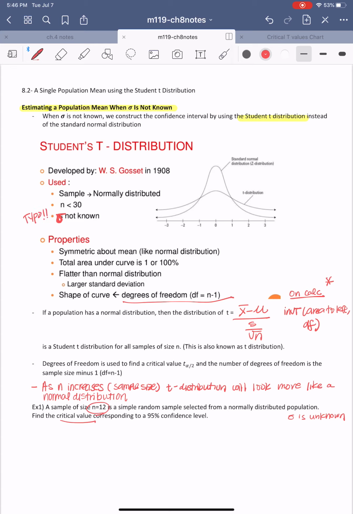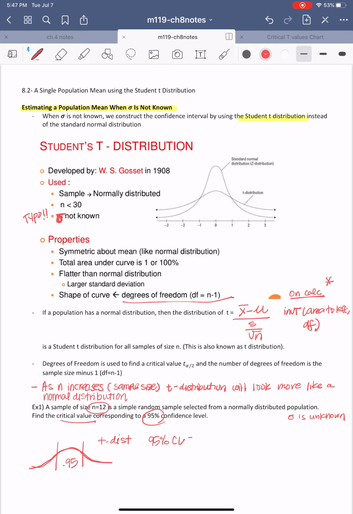So on here, I don't know. The only thing I know is n equals 12, and that's it. Okay, so let's build a critical value. 95%. So I'm going to draw a little bit of a flatter curve because it's a T distribution. Still, same idea, 0.95 should be in the middle.